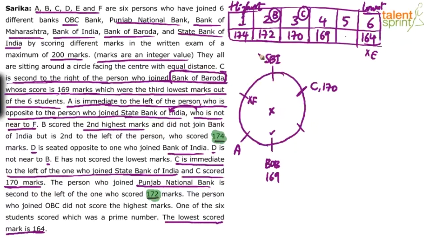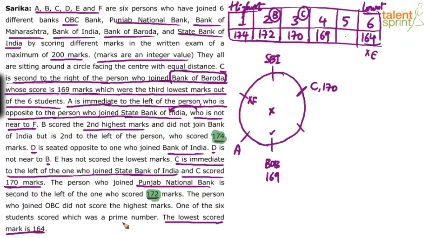So 172 has to come here and 174 has to come here. You understand? We're just filling the gaps. 172 and 174 are also there in the data, so they have to come here. And now we can actually conclude that B scored 172. And the highest guy has scored 174. And by the way, what is this fifth score? How can we identify that? I think this point will help.